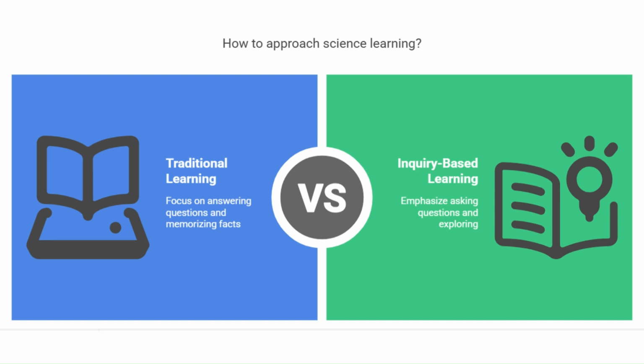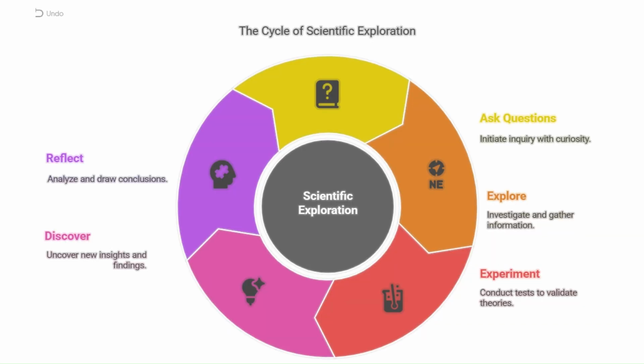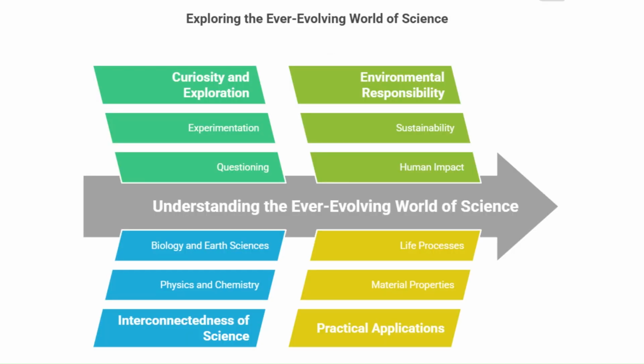This is infographical representation of the main concepts. The first one is about how to approach science learning. It talks about traditional learning versus inquiry-based learning. The next infographic is about process of scientific exploration, which involves steps like asking questions, exploring, experimenting, uncover new insights and findings, analyze, and draw conclusions. The next infographic is about exploring the ever-evolving world of science and the different branches of science.